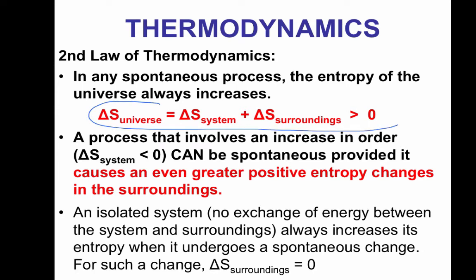This is super important. Okay, a process that involves an increase in order. So if entropy is negative, it can be spontaneous if it causes a greater change in entropy in the surroundings. So that's where it gets kind of weird. We're going to focus more on that later when we talk about Gibbs free energy. But the biggest thing is that the entropy of the universe always increases if it's a spontaneous process. So like I mentioned, entropy is not conserved.